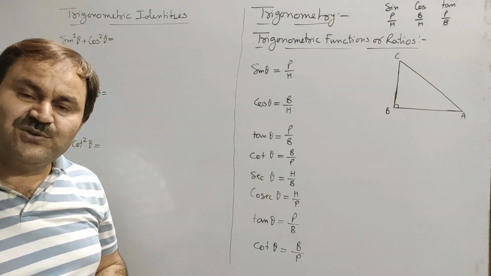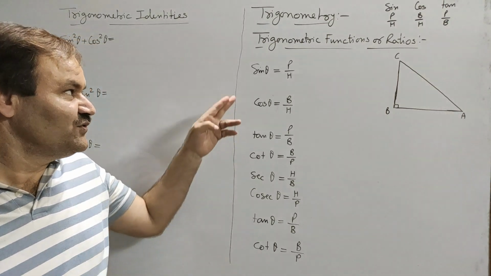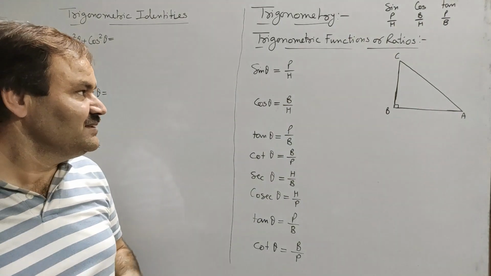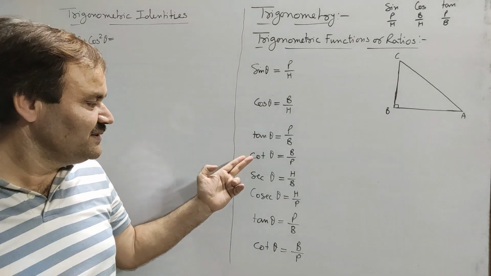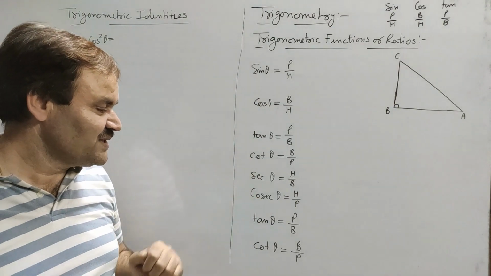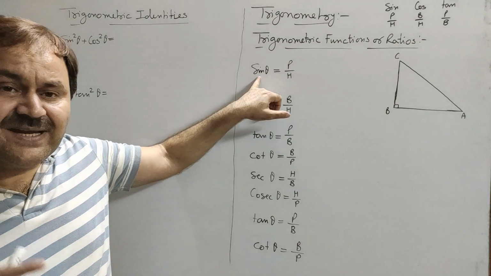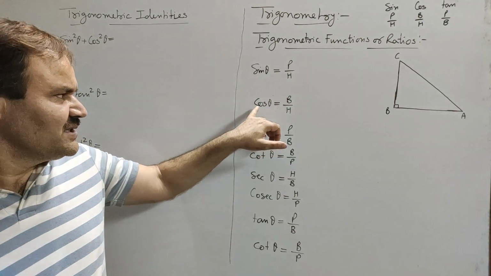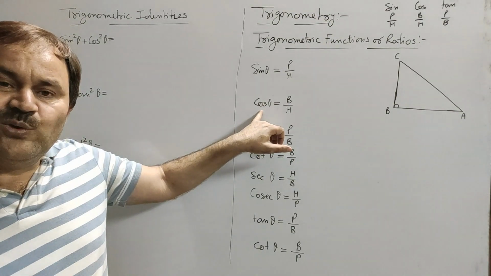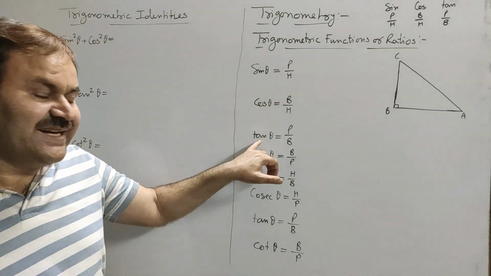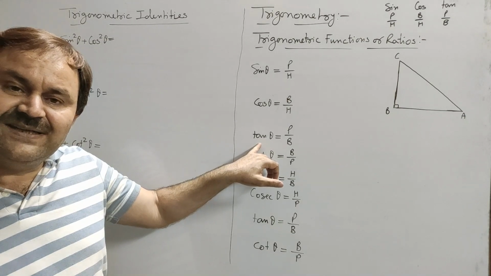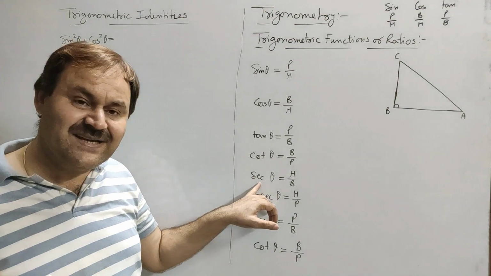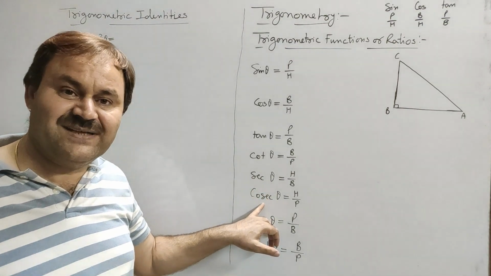These trigonometric ratios are of 6 types. Say first is sin theta, then cos theta, tan theta, cot theta, sec theta, cosec theta. Actually, sin is sine, here it is cosine, it is tangent, it is cotangent, here secant, and this one is cosecant.